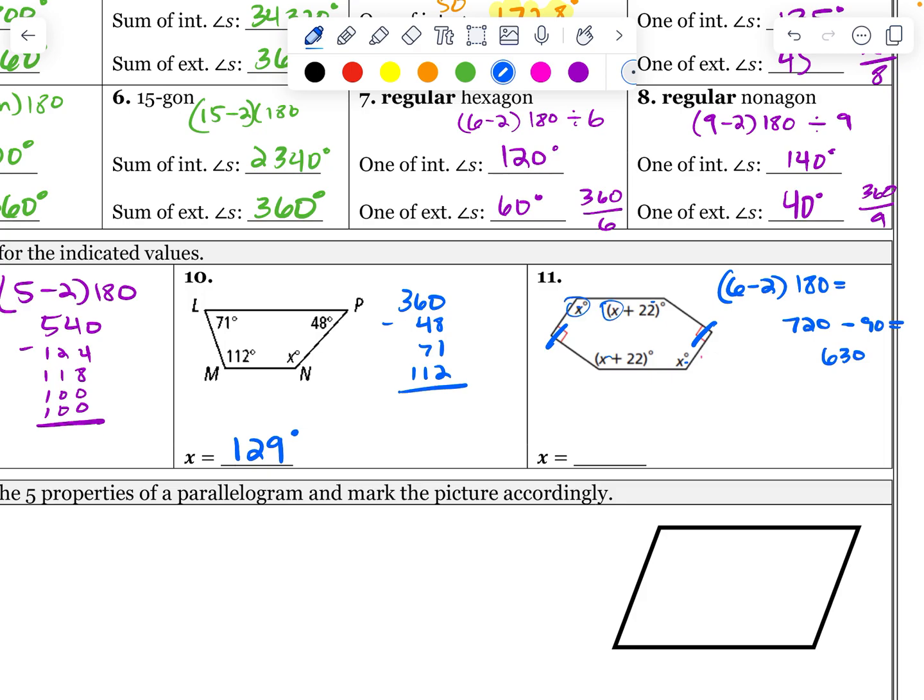So x plus x plus x plus x. So that's 4x plus 22 plus 22 is 44 equals 630 minus 44 on both sides. For x, let's make sure I did all this mental math right here. 720 minus 90 and then minus 44 is 586. Divide by 4 on both sides. Me and Miss Burris got two different answers. I want to make sure I'm right.